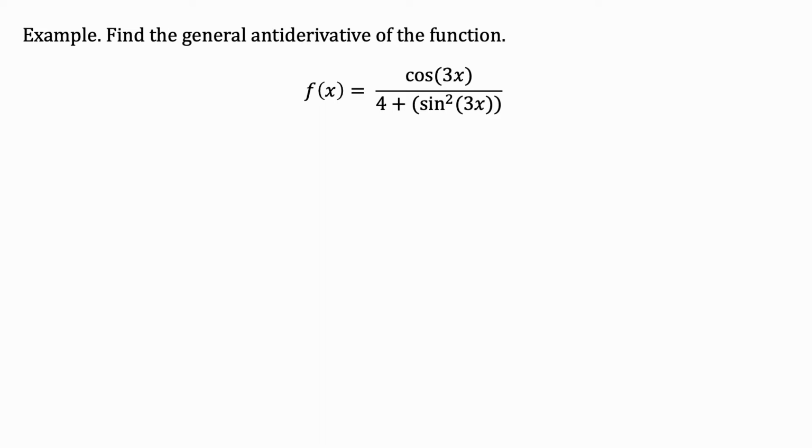All right, for the next example, let's actually find an antiderivative using this method. So here's a function. It's a ratio of trig functions. F of x equals cosine of 3x divided by 4 plus sine squared of 3x.